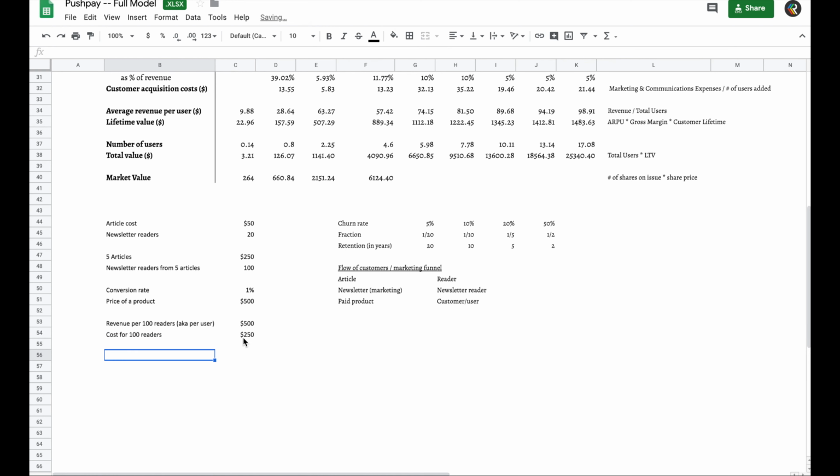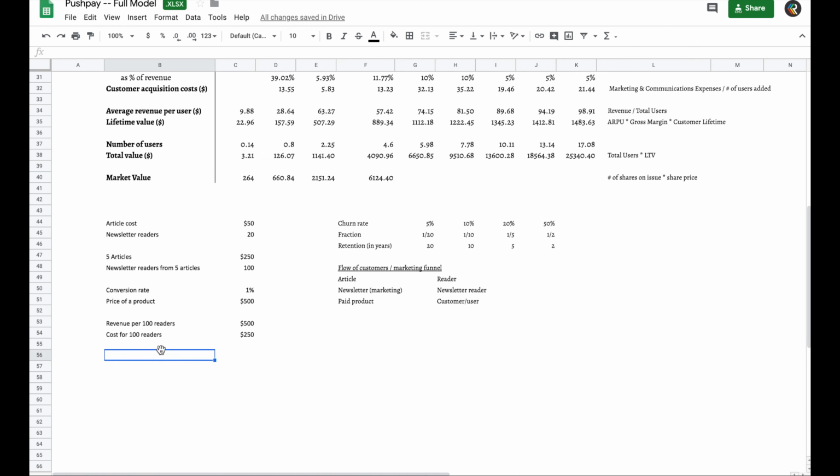Now, we can say that the cost per user would be $250 per user because we know it's only 1%. But if we got 2% and the revenue for that 100 was $1,000, because the cost doesn't change, we're actually getting more margin here. But I'm just going to keep this simple at 1%.